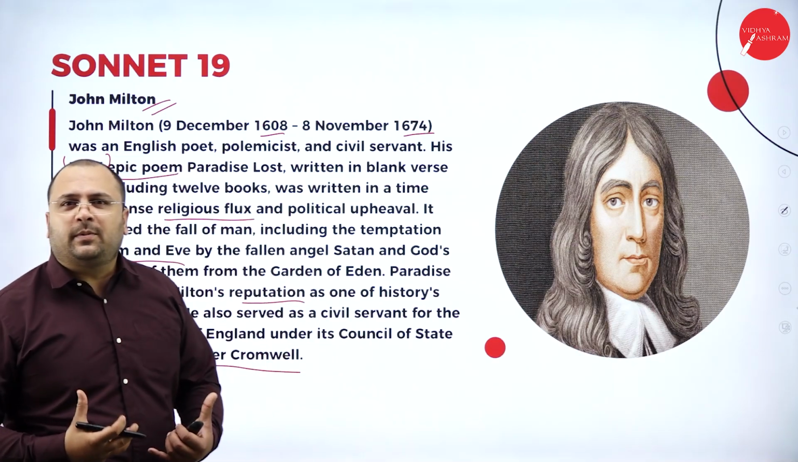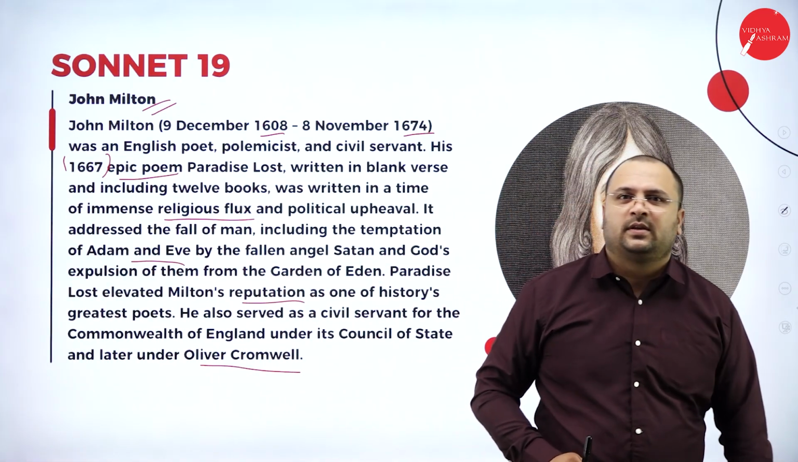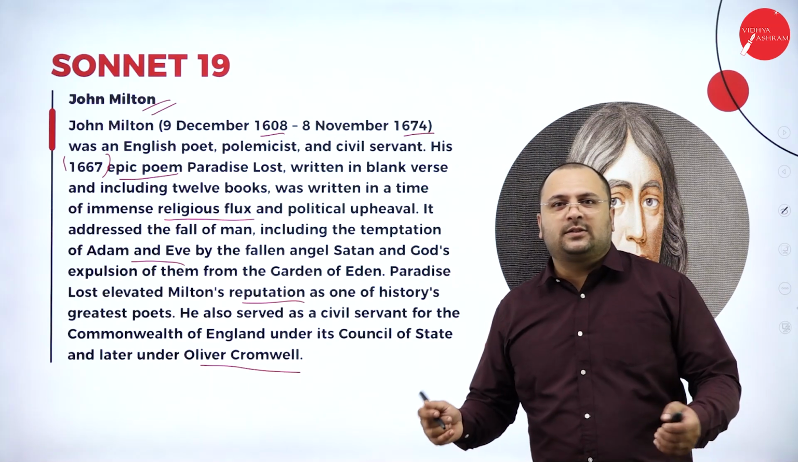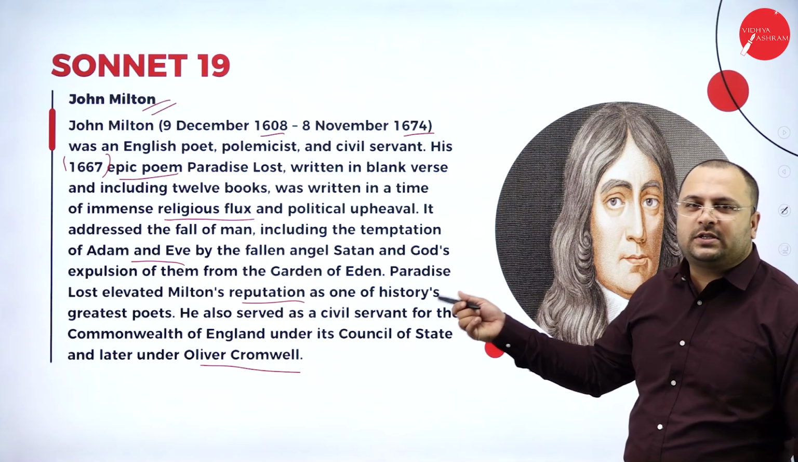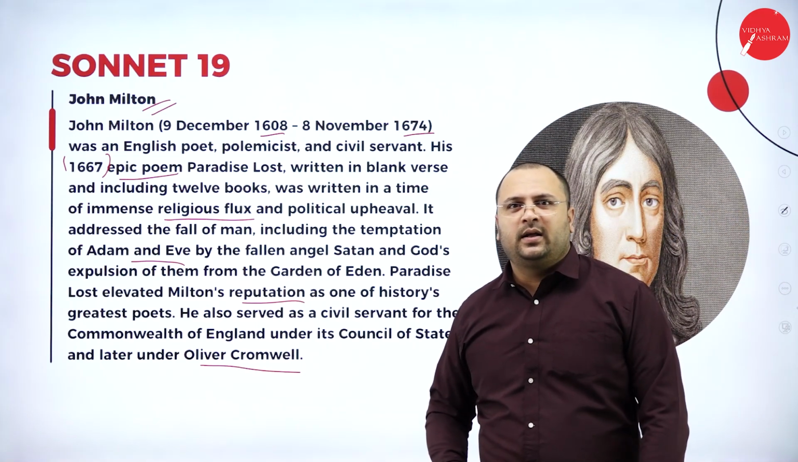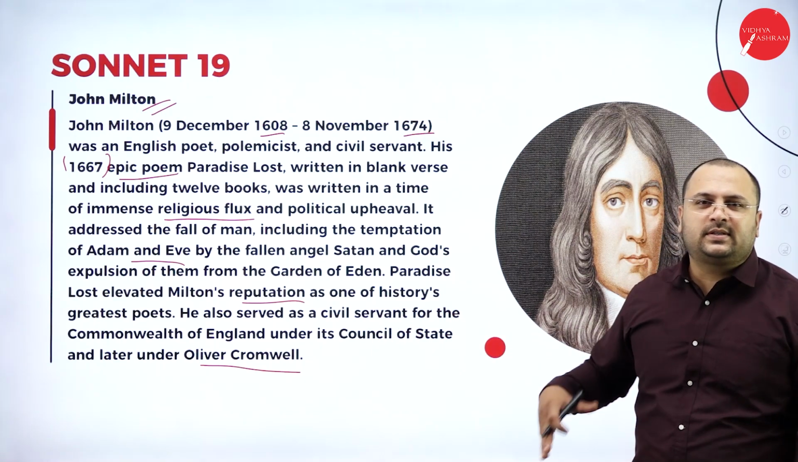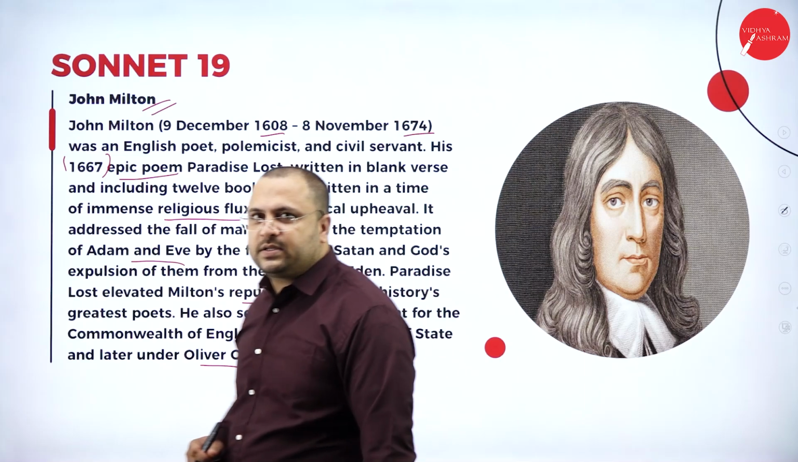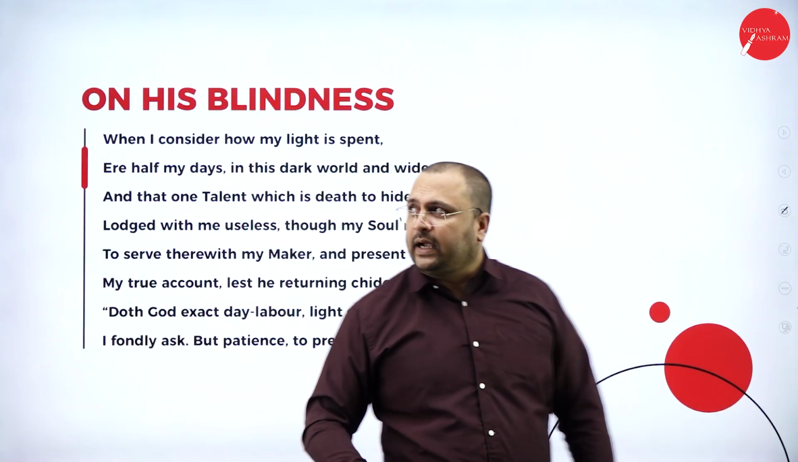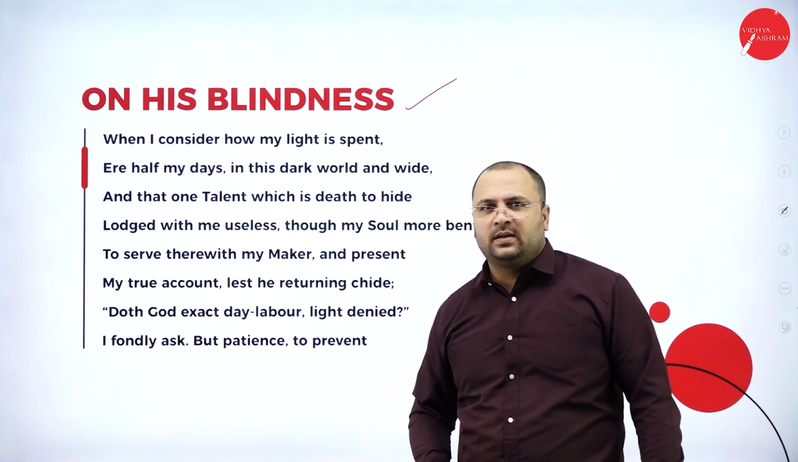So he also wrote some sonnets. Paradise Lost is one of his famous works. In Paradise Lost, Adam and Eve fall into the trap of Satan and those two people are expelled from the Garden of Eden. So this is the summary of Paradise Lost. So let us see in his sonnet, what is he trying to say? His sonnet is titled On His Blindness. Whose blindness? Let us see.